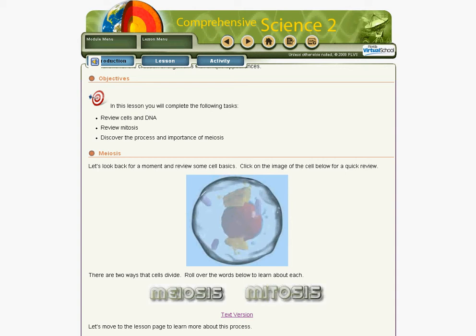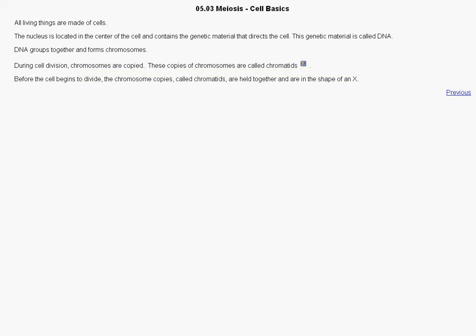Meiosis. Let's look back for a moment and review some cell basics. Let's click on the image of the cell below for a quick review. All living things are made of cells. The nucleus is located in the center of the cell and contains the genetic material that directs the cell. The genetic material is called DNA. DNA groups together and forms chromosomes. During cell division, chromosomes are copied. These copies of chromosomes are called chromatids. Before the cells begin to divide, the chromosome copies, called chromatids, are held together and are in the shape of an X.